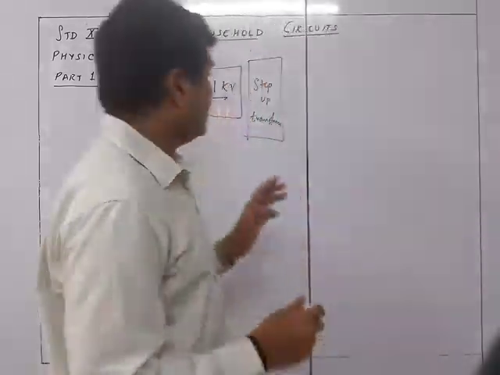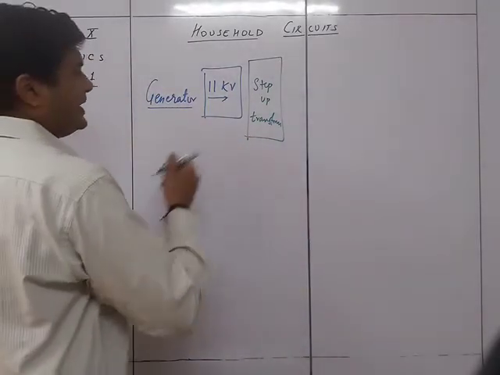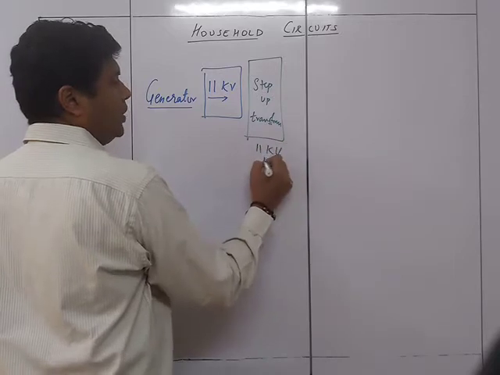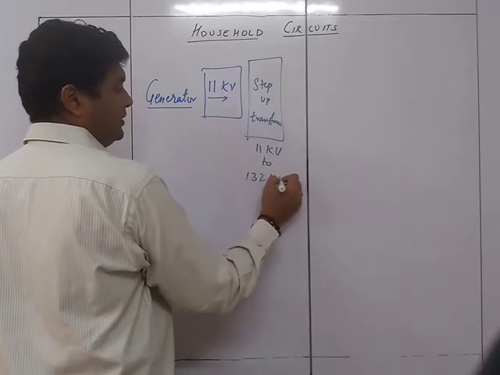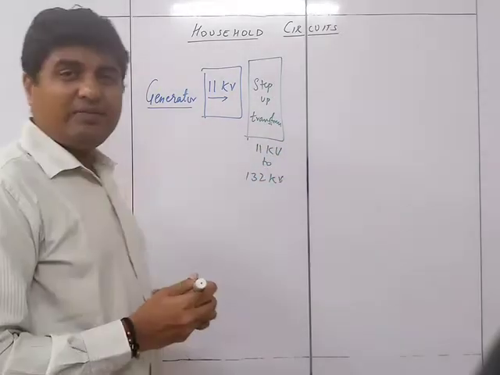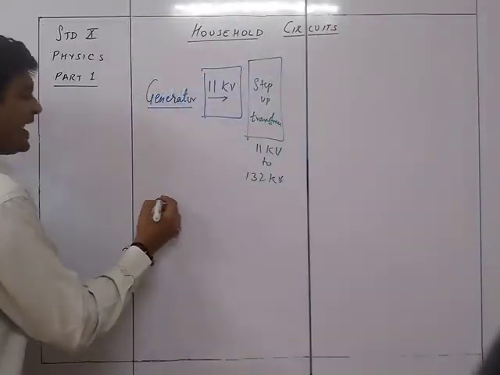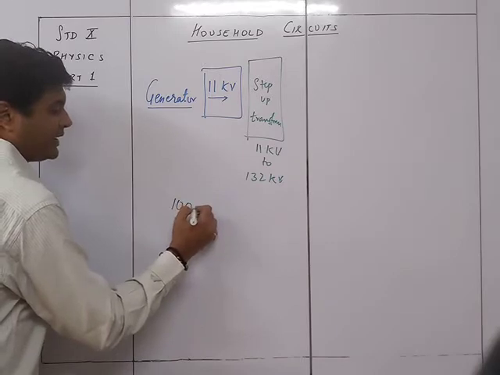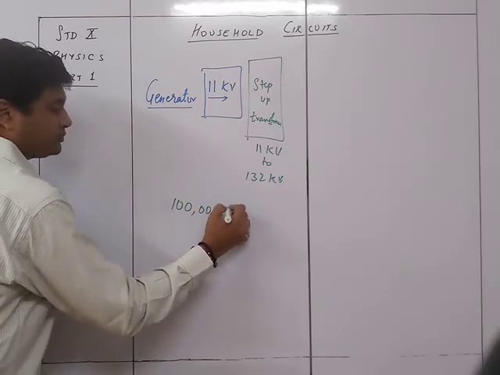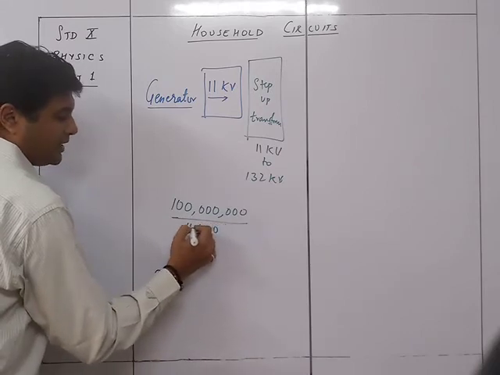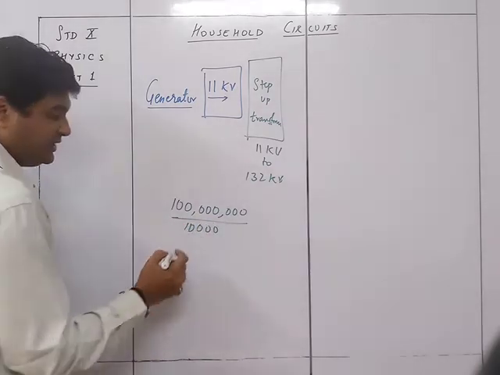So over here, this transformer will convert 11 kV to 132 kV. Okay, the 11 kV will get converted into 132 kV. So you can know very well. So we had initially, for 100 megawatt, what was it? It was like this, upon 11,000. Before 11,000 we had taken 10,000 for just easy calculation.